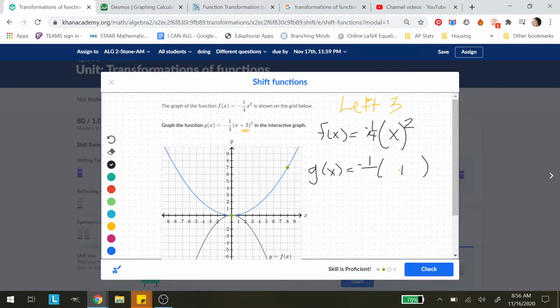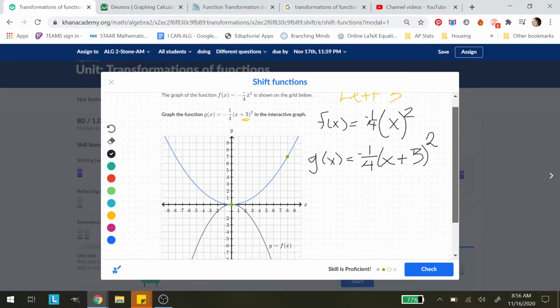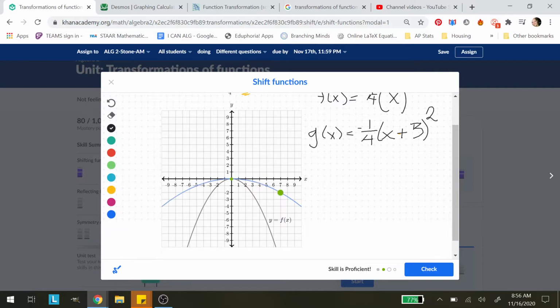Okay, over 4. That's going to be x plus... I'm trying. So the only thing that happened that's different is that plus 3. That plus 3 is the only thing that's different. So the first thing I'm going to do is make this graph match this graph exactly.